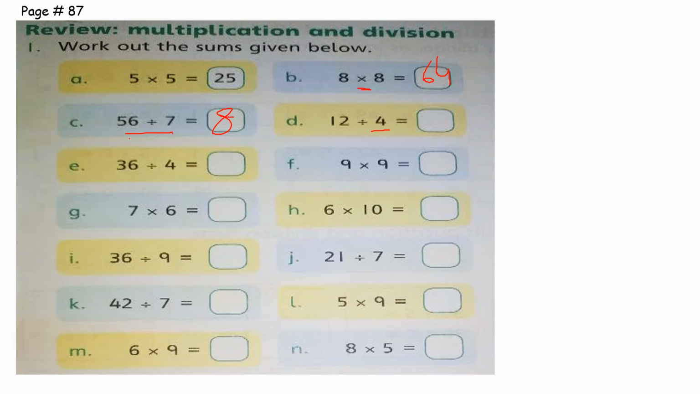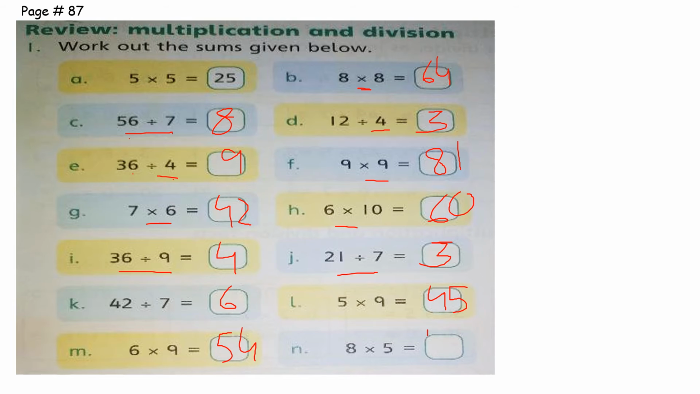Now read the table of 4 and see how many 4s make 12. Read the table of 4 and see how many 4s make 36. So 4 nines are 36, 9 nines are 81, 7 6s are 42, 10 6s are 60. Then 9 fours are 36, 7 threes are 21, 7 6s are 42, 9 fives are 45, 6 nines are 54, and 8 fives are 40.